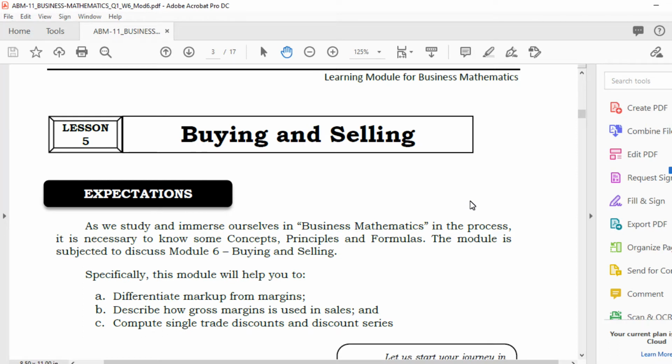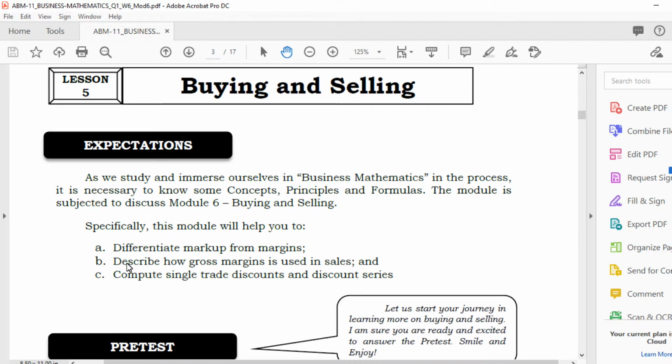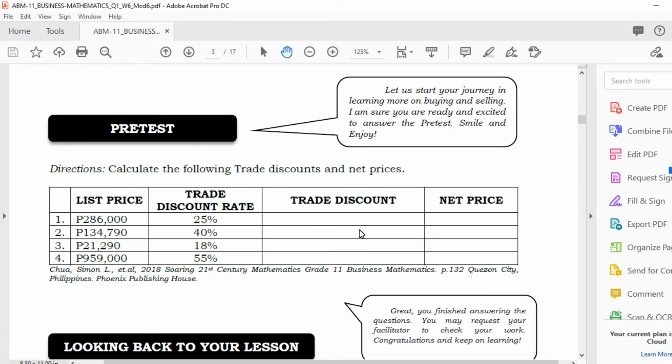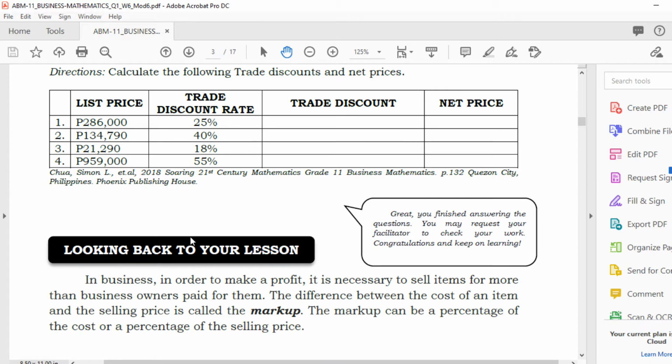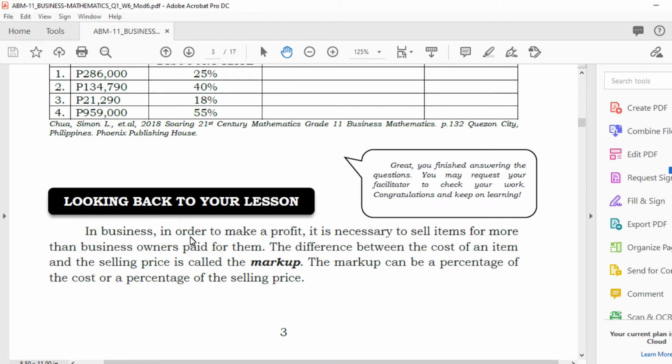And ang nagiging expectation natin for today is differentiate markup from margins, describe how gross margin is used in sales, and compute single pay discounts and discount series. So, yun yung mga tututunan natin after this discussion. So, ngayon, we have the pre-test. Okay, you answered that sa inyong module. Lagyan nyo sa answer sheets ninyo.